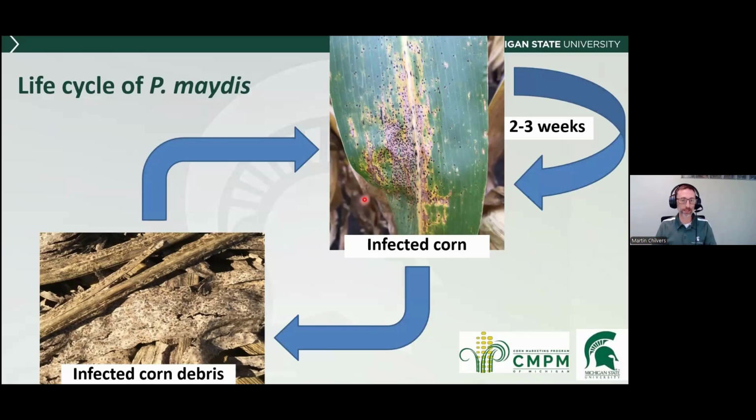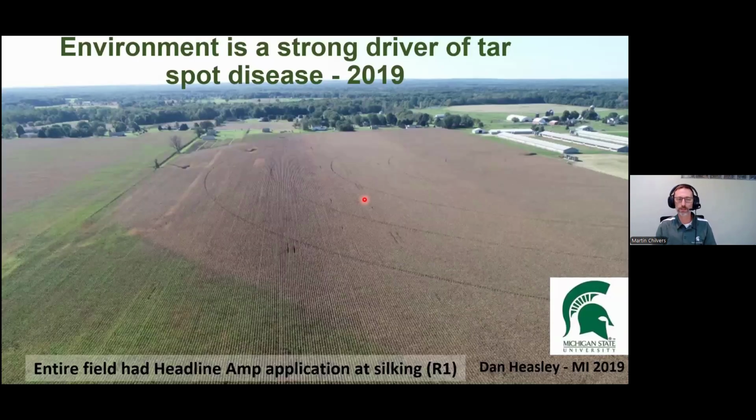So if you spray today, that does not mean you're going to suppress development in 3 weeks from now. It's going to continue to increase. So we want to try and optimize that fungicide timing. We know that weather is a key driver here, and this is a photo to really demonstrate that moisture is a key component of that.